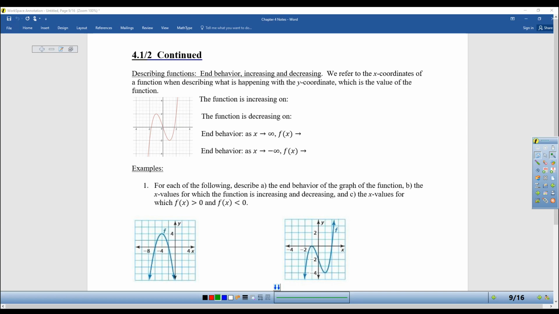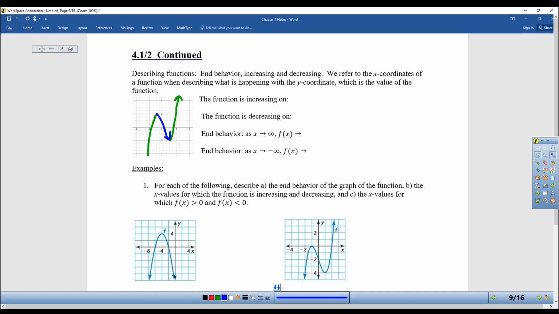So we're going to be talking about where a function is increasing and decreasing. And at first glance, you might say, well, that's not so bad. It's definitely increasing here, and actually it's increasing again there. But then it's decreasing in this little section. And if that's what you thought, you would be exactly right.